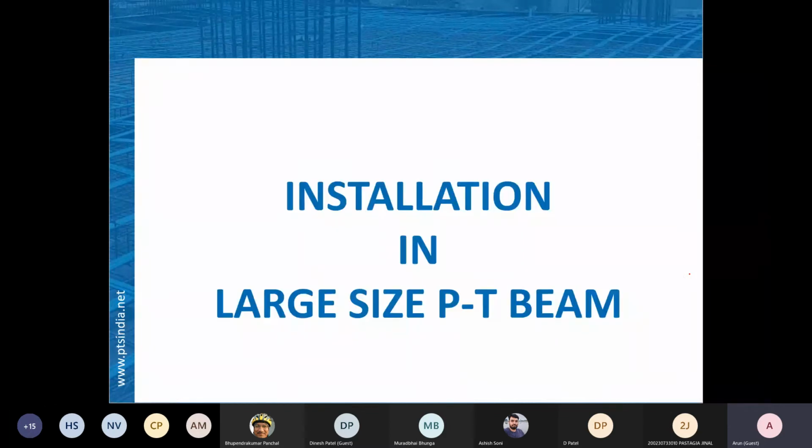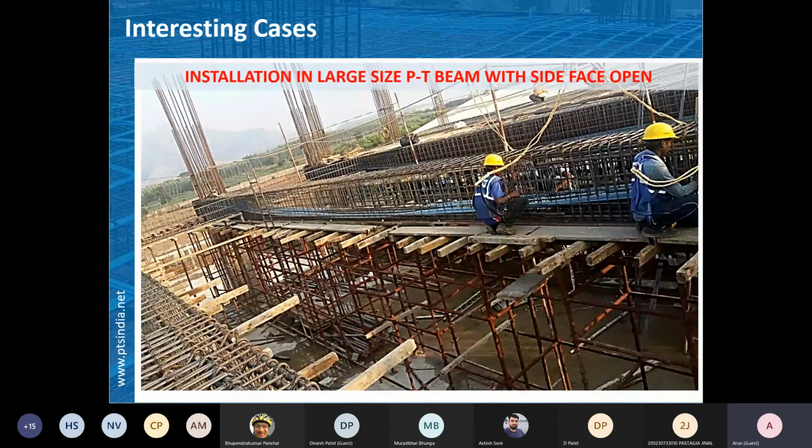Now for the practical aspects, I'll be discussing installation in a large PT beam. This is a large span PT beam. You can say that the span from this end to this end is around 80 feet, and you can see that the sides are not closed till the installation of the cable is completed. Once the installation of the cable is completed, the sides will be formed and fixed up, and then the casting will be carried out.